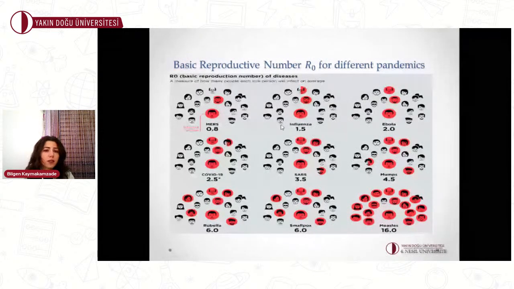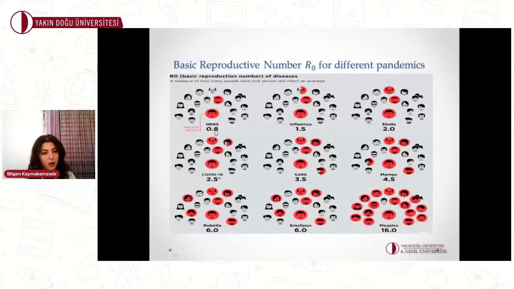For example, MERS. Here is the value for MERS. It comes to 0.8, so it means that one person can infect 0.8 person. It's too low for an infection to persist. And influenza stays in our life. So one person can infect 1.5 persons. So we have a pandemic for influenza, and similarly Ebola as well.